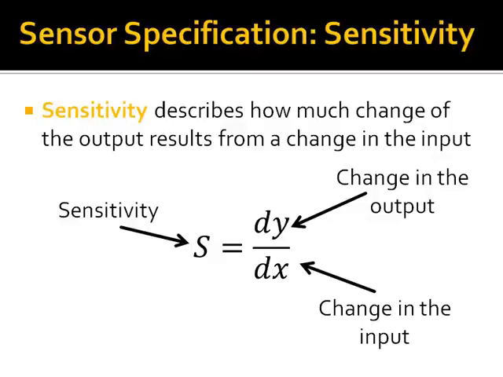Now, keep in mind that the sensitivity of a sensor might be measured differently depending upon how you're using the sensor. For example, if we are using a photocell to measure distance, as we might be doing in lab, in that case, the change in the input would be measured in distance units, and the change in the output would be measured in volts because we're measuring the output of the photocell with our microcontroller, which measures voltage.